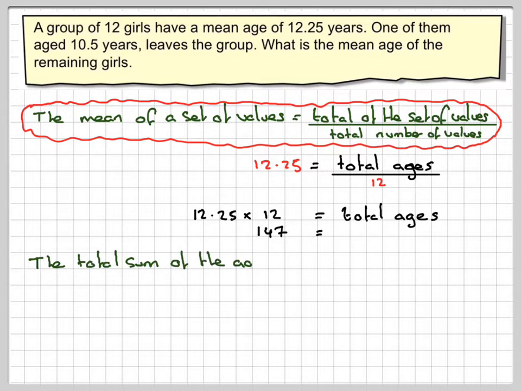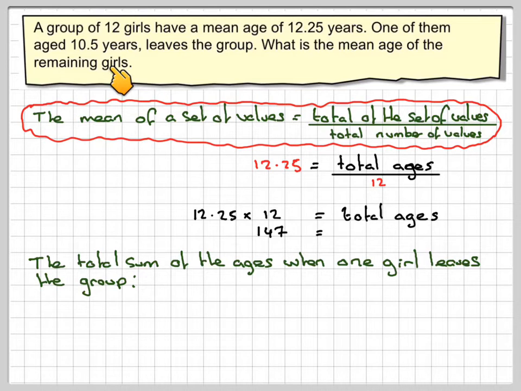The total sum of the ages when one girl leaves the group is going to be 147 minus the age of the girl that's going to leave the group, which is 10.5. So we do 147 minus 10.5. That gives me 136.5.